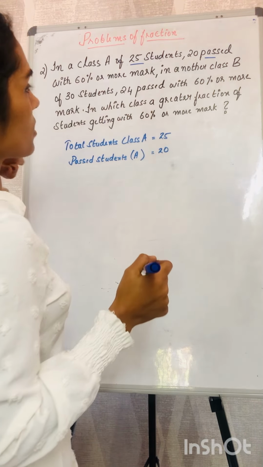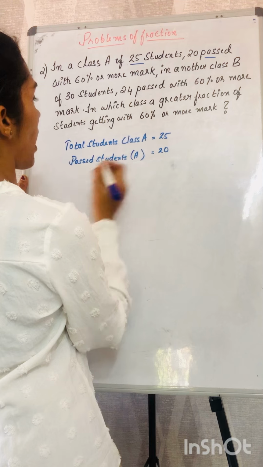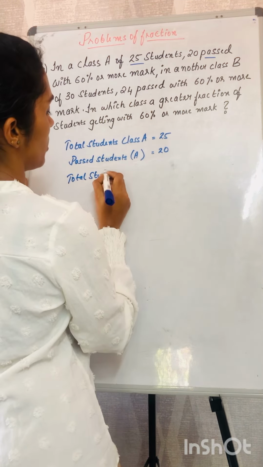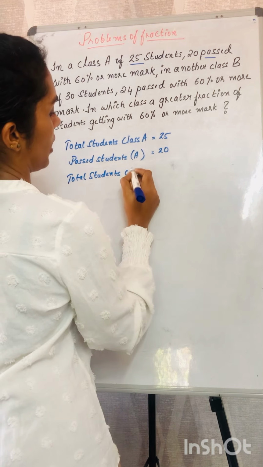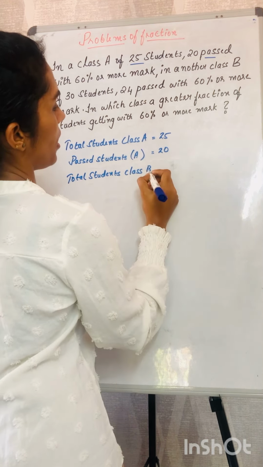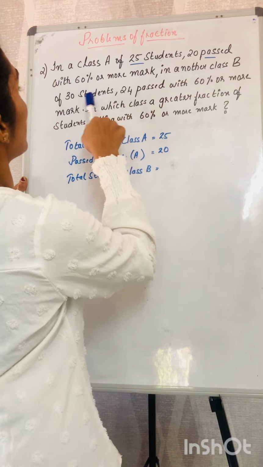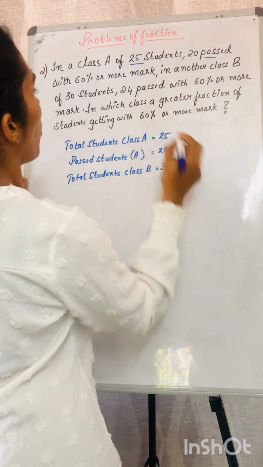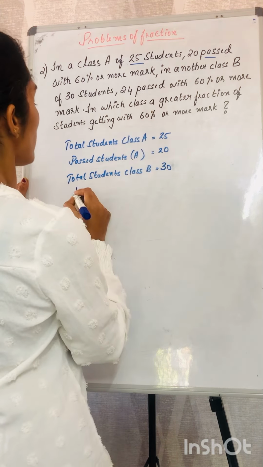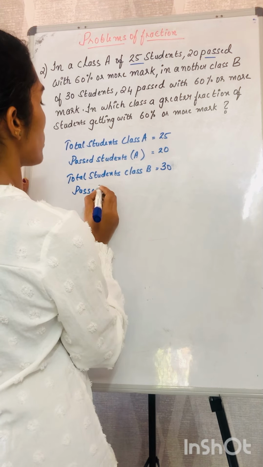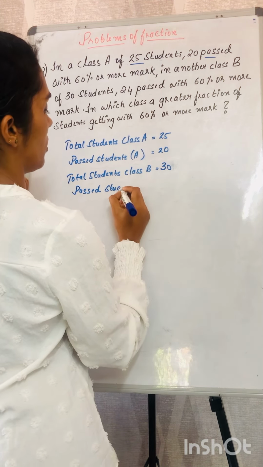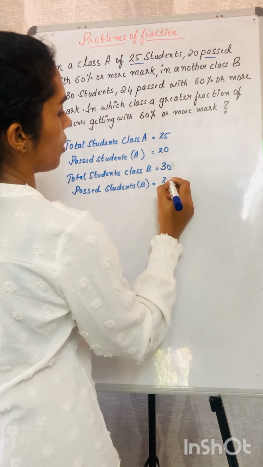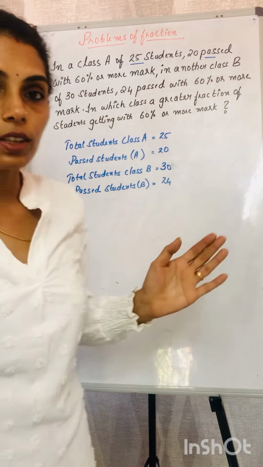Now, the second sentence, what do you get? You have got the other class, that is total students, class B. How much? That is 30 students, right? Okay, next one is passed students in class B. How much? You get 24. Now, you just noted down your steps.